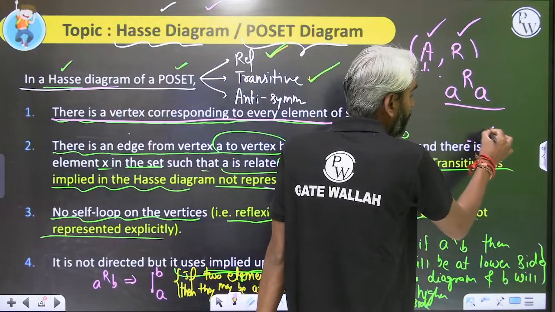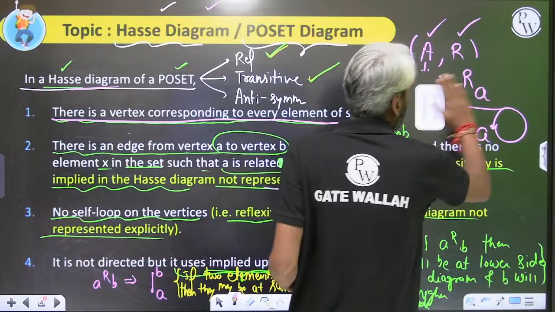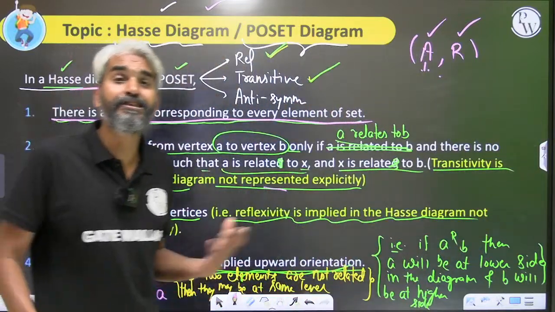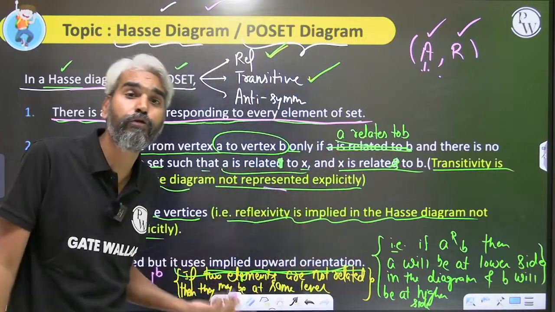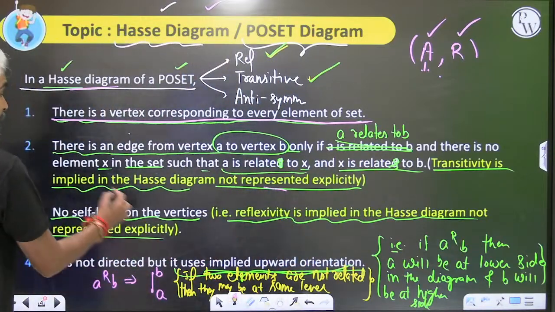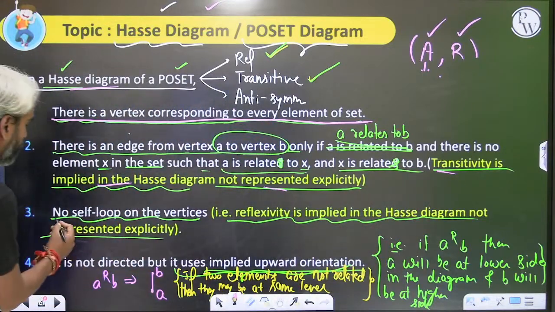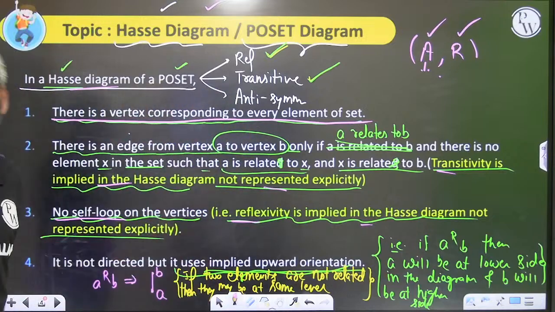Otherwise, there will be a self loop at every vertex. So we avoid the self loop in the Hasse diagram and we simply say that we don't need to represent it explicitly because we know that it is a Hasse diagram. It is created for a poset, so we know it will be reflexive. Therefore, transitivity is not represented, it is implied in the Hasse diagram. Similarly, no self loop, reflexivity is implied in the Hasse diagram, it is not represented.